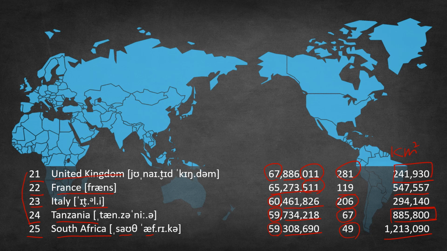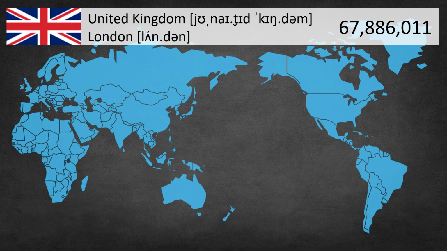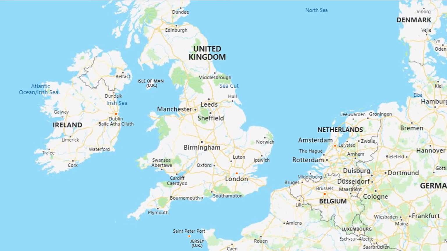Okay, let's take a look at each country. First country is United Kingdom. And then the capital is London. This is the national flag of United Kingdom. And the population is 67,886,011. Okay, this is the United Kingdom, including Northern Ireland. And let's take a look at a little bit bigger map.